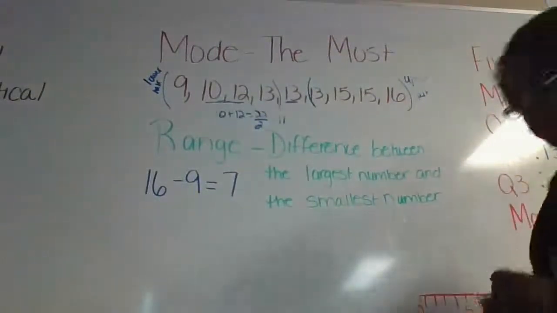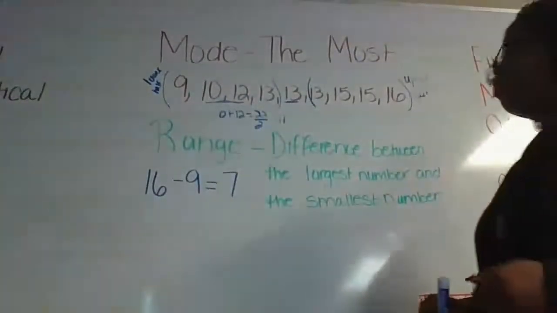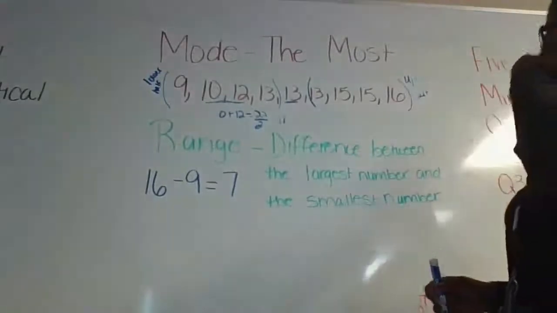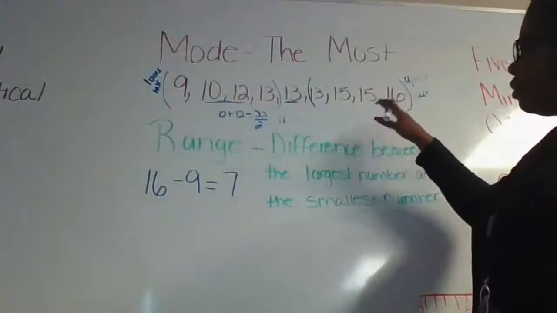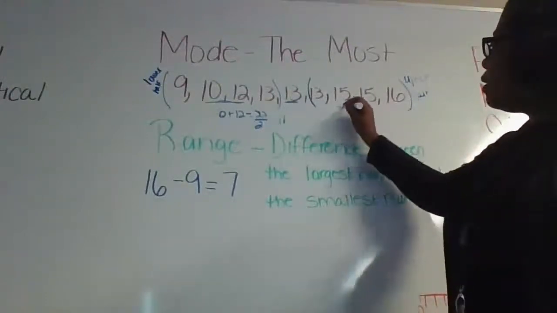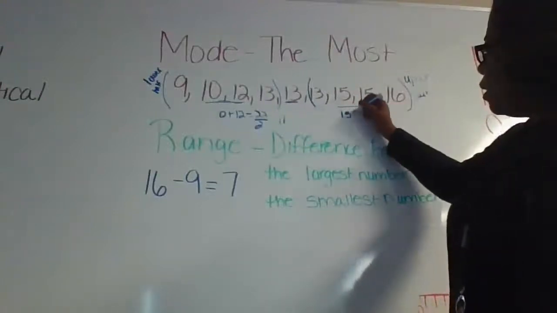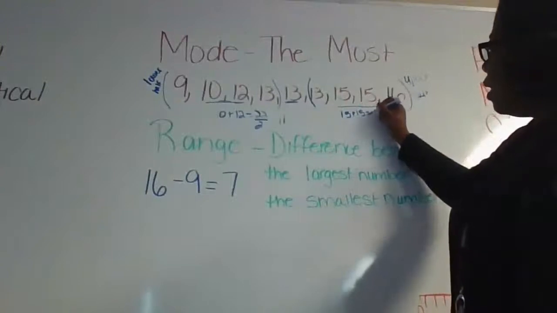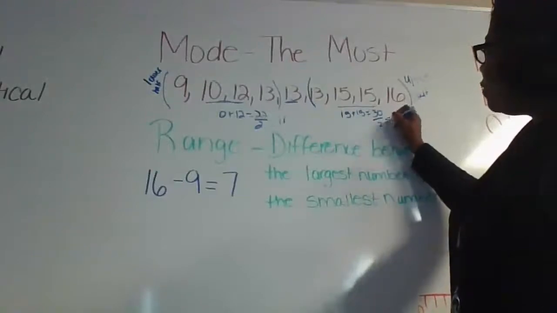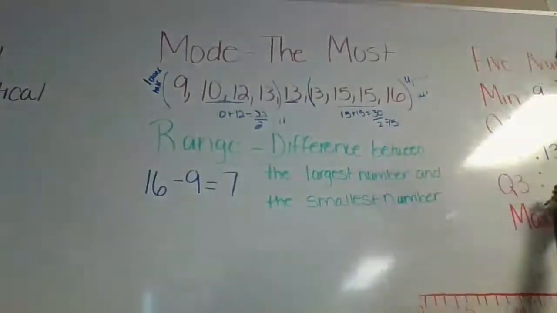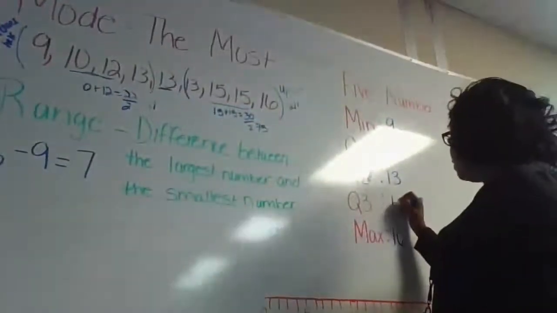Okay? Now we are going to come over here to the upper half, and we're going to find the median of the upper half. And we notice again, it's 4 numbers, so that's an even amount of numbers. So we're going to take the two numbers in the middle and add them together. So 15 plus 15 is going to give us 30. And 30 divided by 2, you got it, is 15. So our quartile 3 is 15.